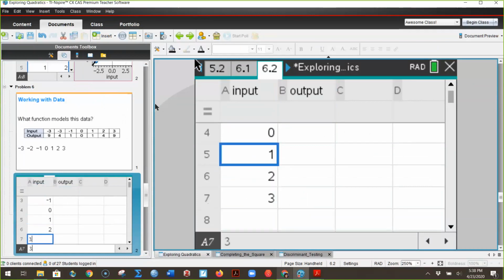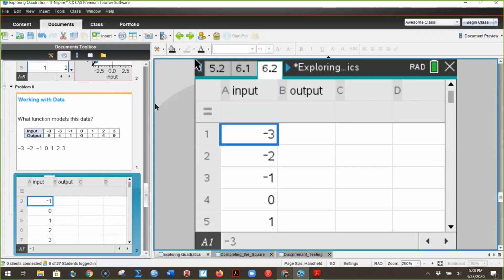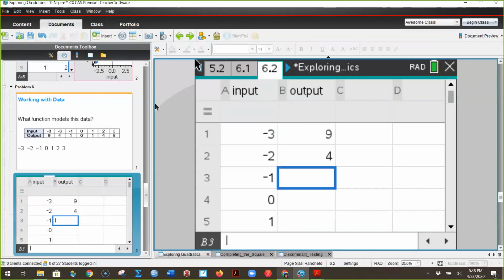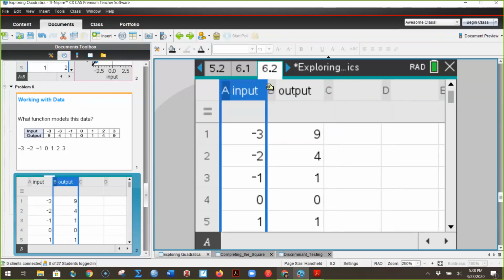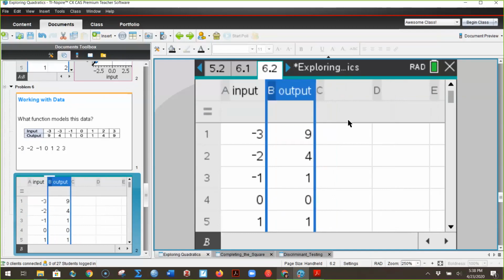And sometimes I provide that for my students, but if you do too much for your students, they will not be able to go out in the world and do things on their own. So this is simple enough that I would have my students do this with me. And so our outputs were 9, 4, 1, 0, a 1, a 4, and a 9. And on the computer software, it's really easy to type that stuff in.